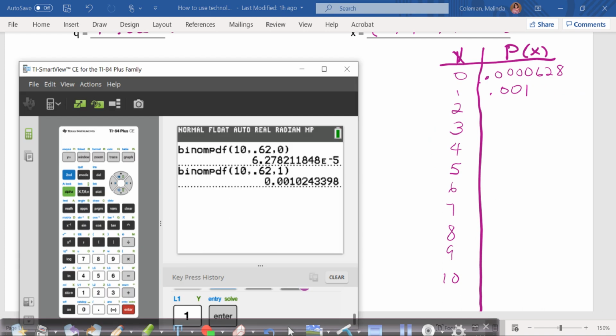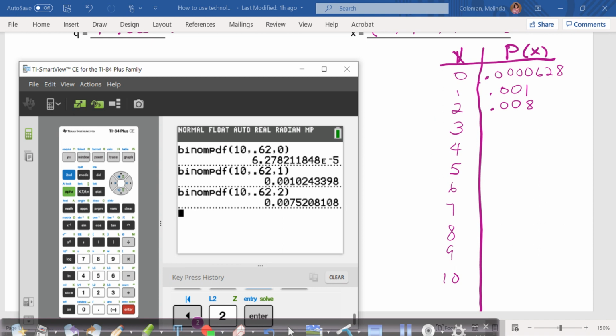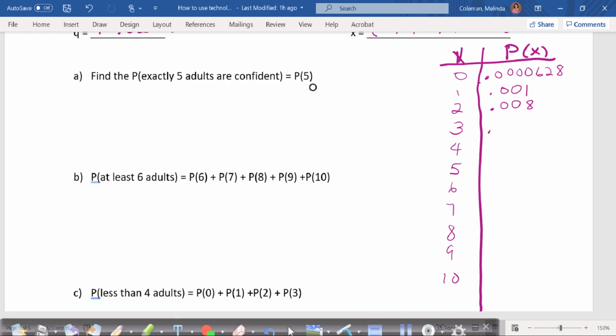Go back to the calculator, hit second enter again. I'll tab backwards, changing that 1 to a 2, hit enter, and I now get 0.008 when I round it. Be sure to round. In this case, I'm rounding to 3 decimal places. Hit second enter, changing the 2 to a 3, hit enter, and I get 0.033.